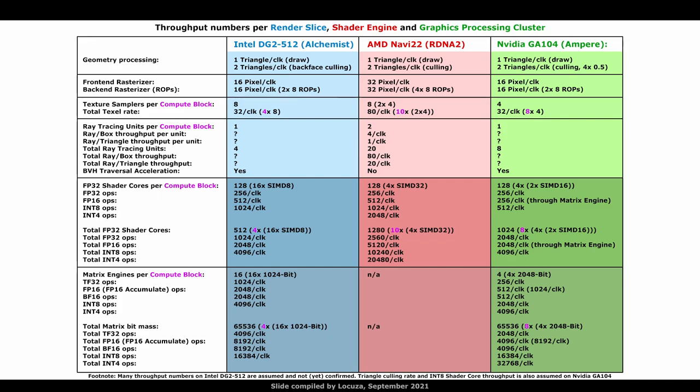AMD, on the other hand, presents a quite different balance point. The triangle rate is similar, but the pixel rate per clock is twice as high. In addition, AMD uses much more compute blocks per graphics cluster, which leads to a texel rate of 80 per clock and the highest throughput numbers on the shader core side. Relative to the vector capabilities, the geometry throughput is really meager.